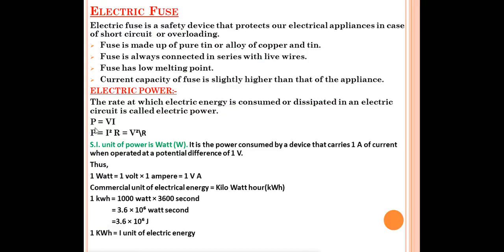P is equal to VI. This is a very important formula for power. P is equal to VI, voltage into current. From Ohm's law, V is equal to IR, so we can replace V with IR. Then what will we get? I square R. And one more formula you can write is V square by R. These are the formulas which you have to remember for electric power.